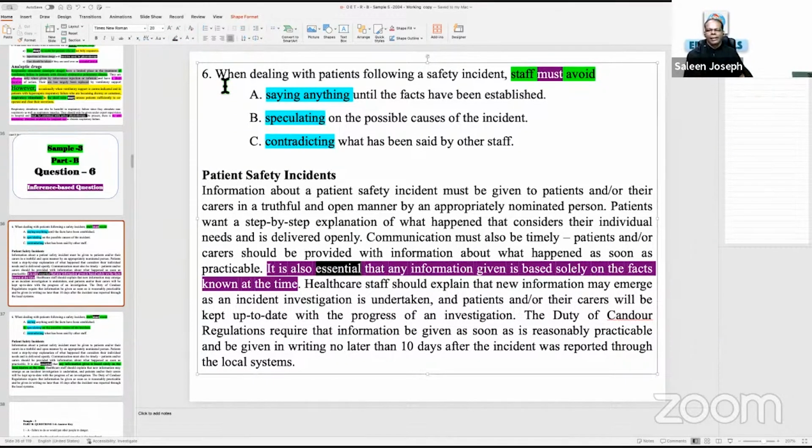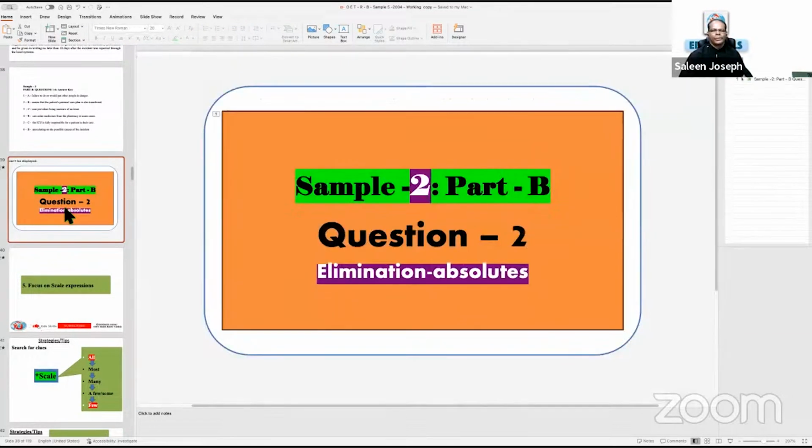It is also essential that any information given is based solely on the facts known at the time. You should speak based on the facts. Don't speculate. Don't simply predict. Okay. It says staff must avoid speculating on the possible causes of the incident. See, it is also essential that any information given is based solely on the facts known at that time. Only based on the facts, no speculation. Speculation means maybe this will be like that, maybe that will be like this, all speaking about the future. Predicting. Speculation means predicting.